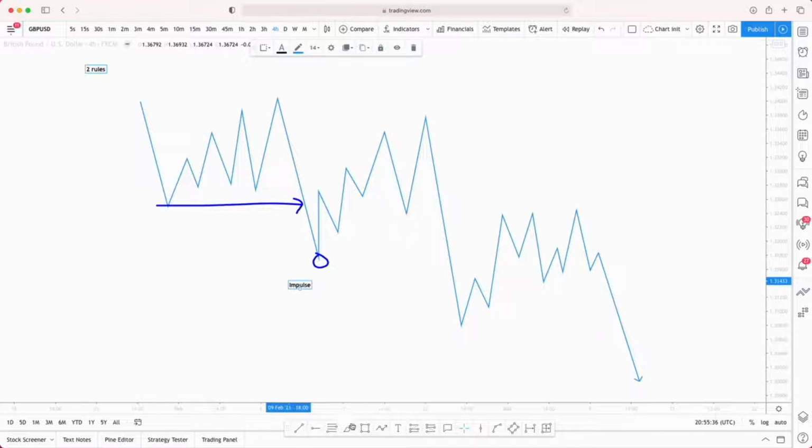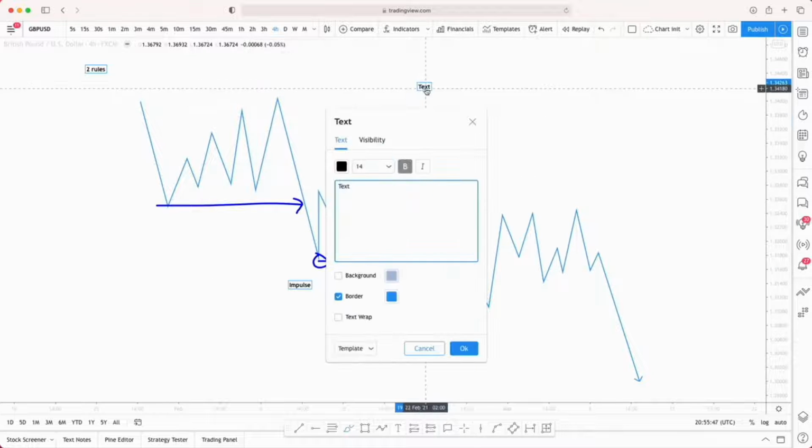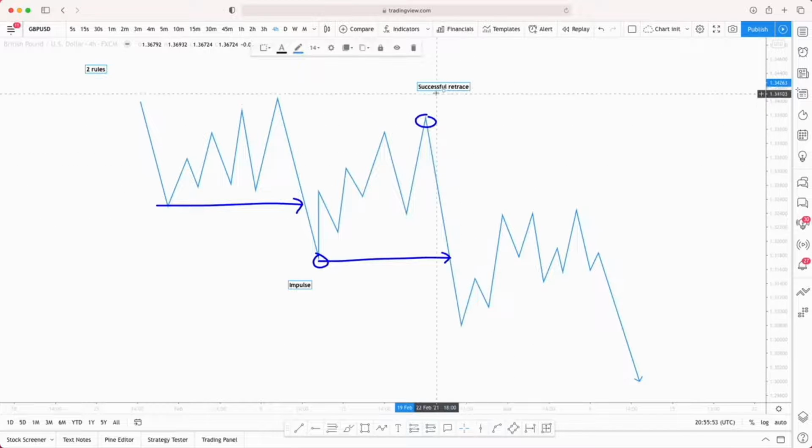Where is a successful retrace in this situation which breaks this structural point? Okay, none of these until we reach this one. So that is our successful retrace, right, which breaks the structural point. So what does that mean? We have both rules.